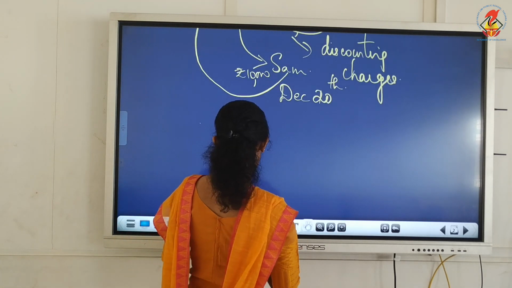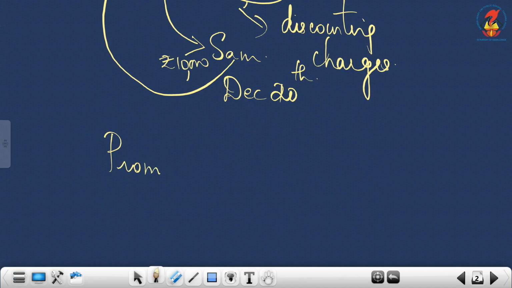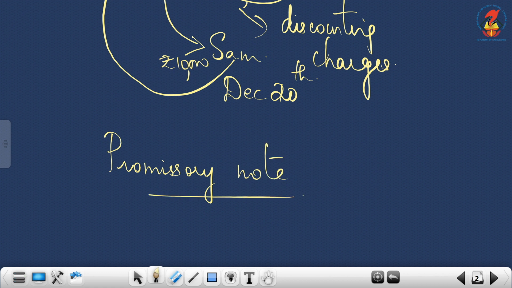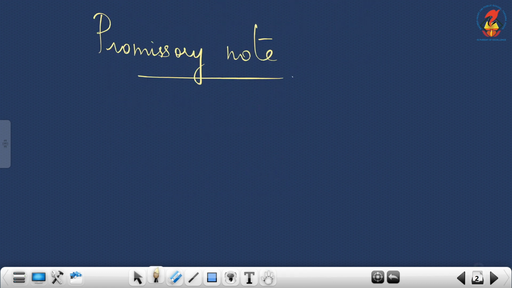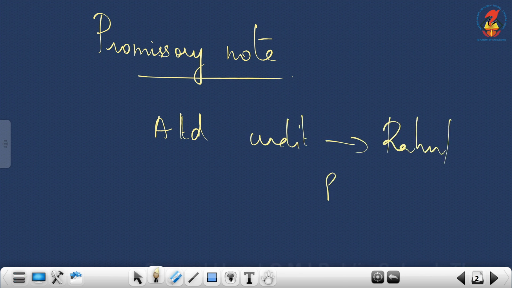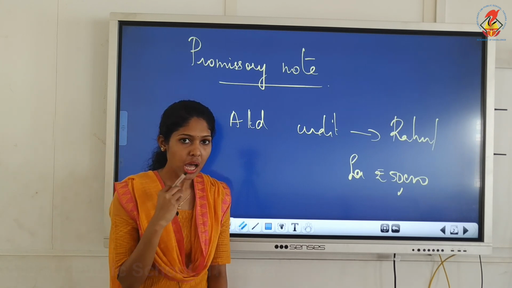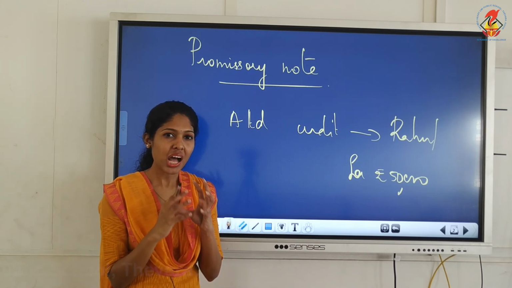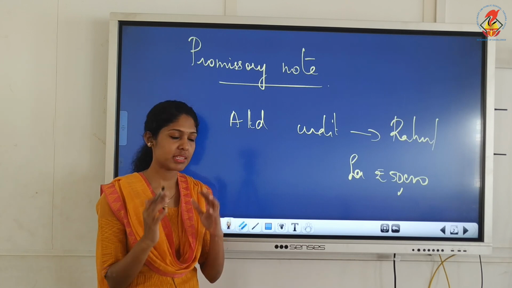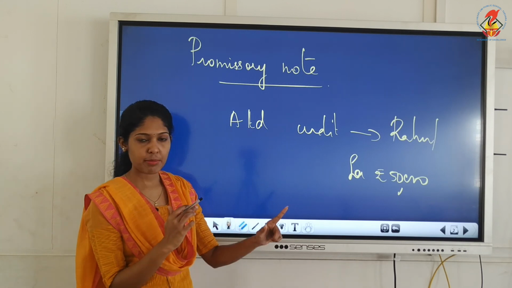Next, what we are going to discuss is the promissory note. We'll take the same example, the first example that we discussed, that is A Limited selling goods on credit to Rahul for rupees 50,000. Promissory note and bill of exchange both are similar. There are slight differences between these two. We will see the difference. We took the same example.